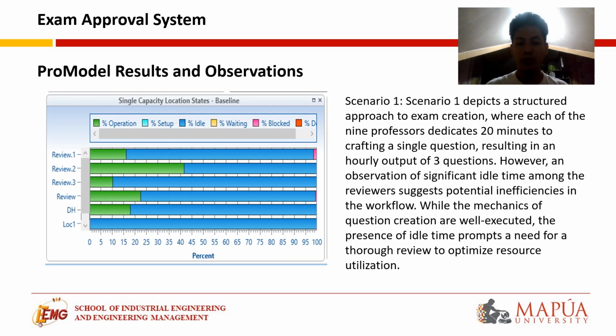After the ProModel result in scenario 1, we observed that with the moderate pace of question creation, each professor contributed one question every 20 minutes, resulting in a total of 3 questions per hour. Despite the meticulous process by the reviewers, the department head's approval remained high at 100%. However, there were concerns regarding the high idle time of reviewers, prompting a recommendation to increase the capacity of the professors per hour to streamline the process.